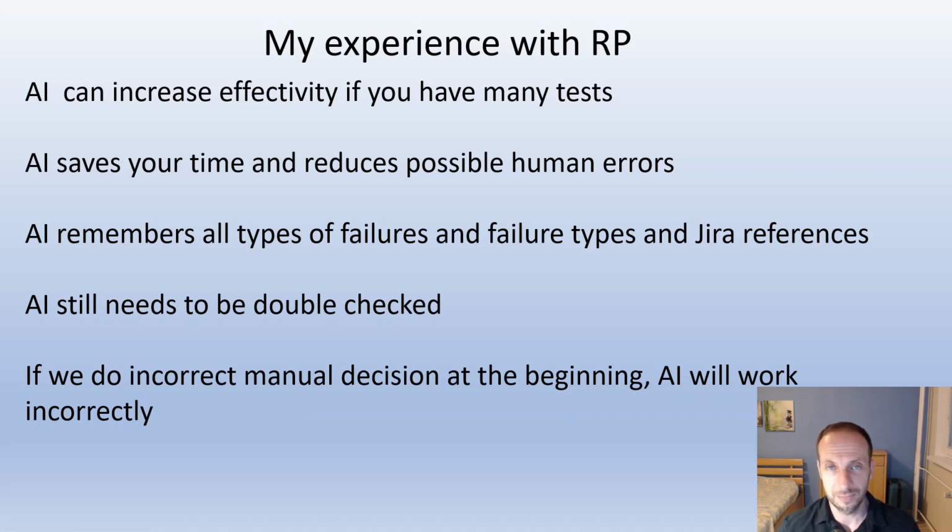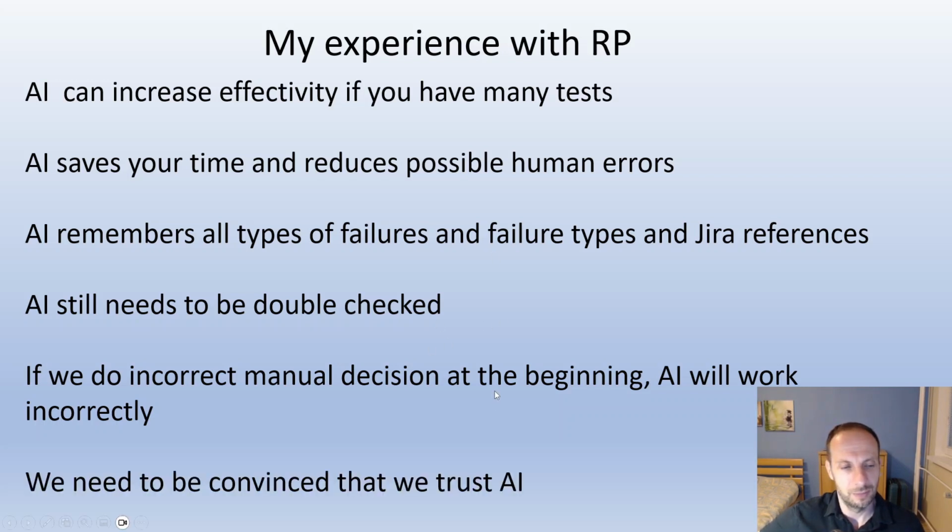If your first human decision is incorrect, then AI will also make the next incorrect decisions according to your decision. So this is a risk: if somebody says that this failure relates to a problem in the test, but it's a bug in the application, AI will always say it's a problem in the test. Or if you match an incorrect Jira ticket, AI will just do it. It will not double check.